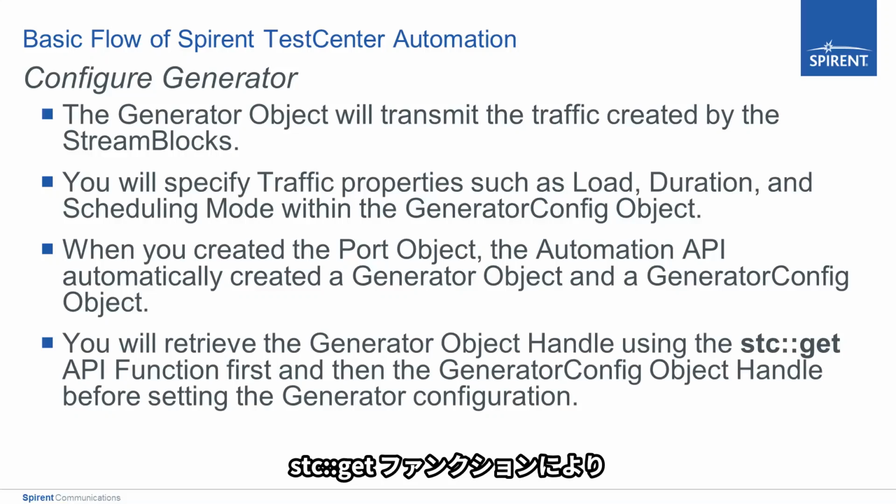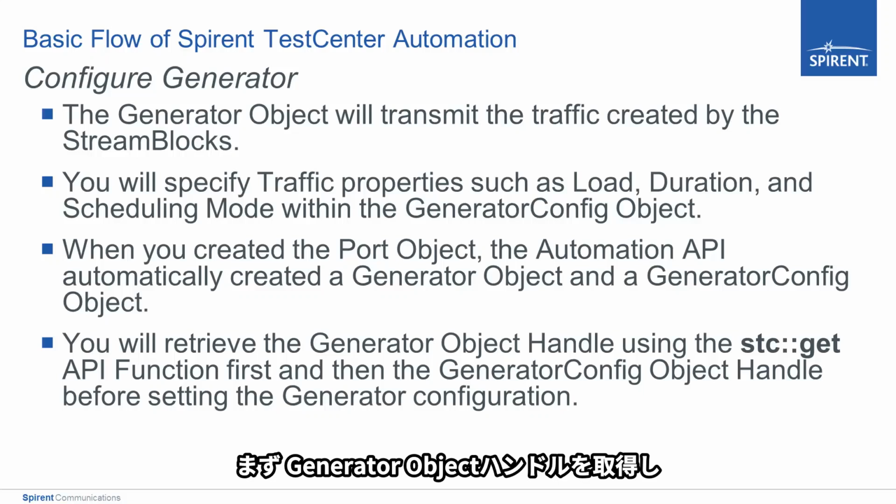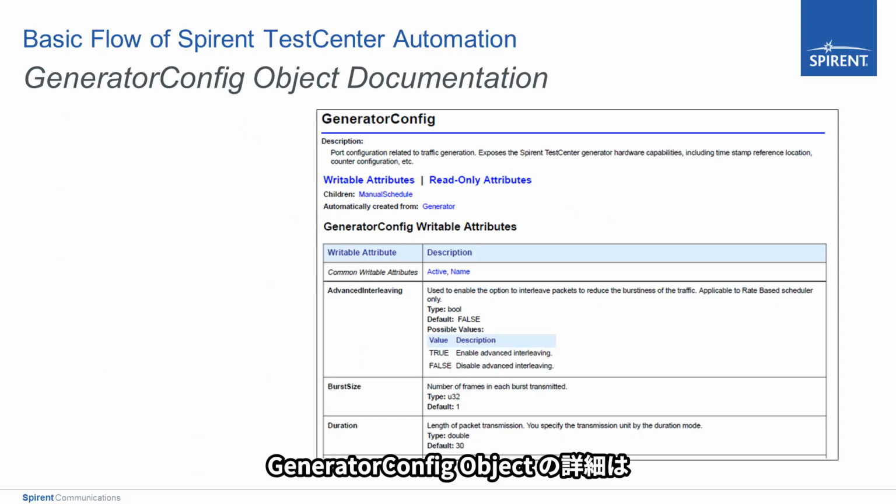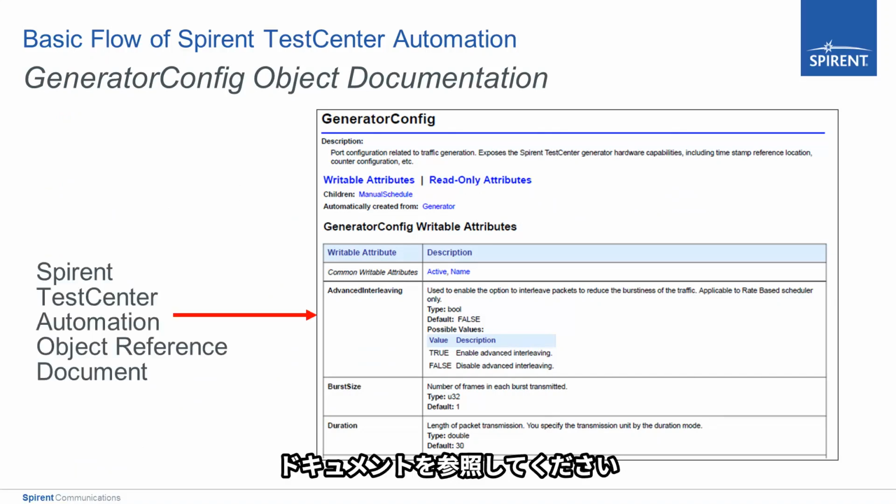You will need to retrieve the generator object handle using the STC get API function first, and then the generator config object handle before setting the generator configuration. Maybe a little confusing. So to say this again, at first you're going to get the generator object handle, and then you want to get the generator config object handle, and then you can configure the generator. Now when you go in and configure the generator, you're going to use the generator config object. You will go into the Spirent TestCenter Automation object reference document and find the values, the description, what the attributes are, what you have to set, and what is set for you automatically.